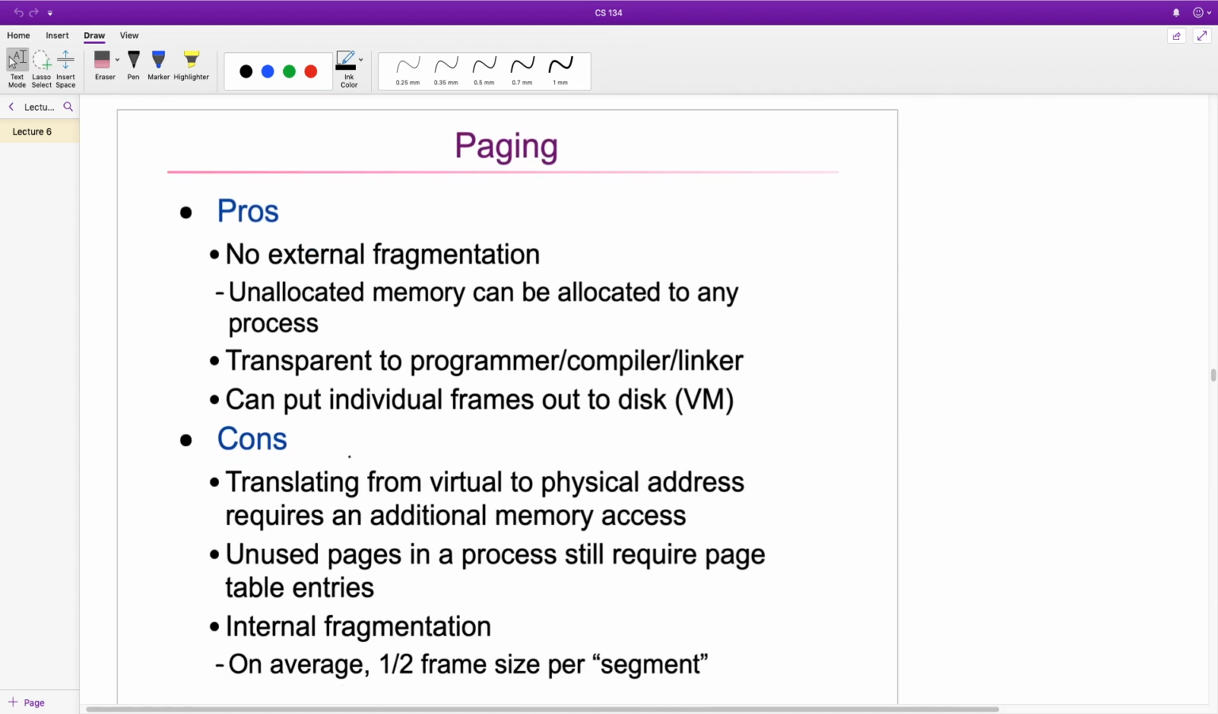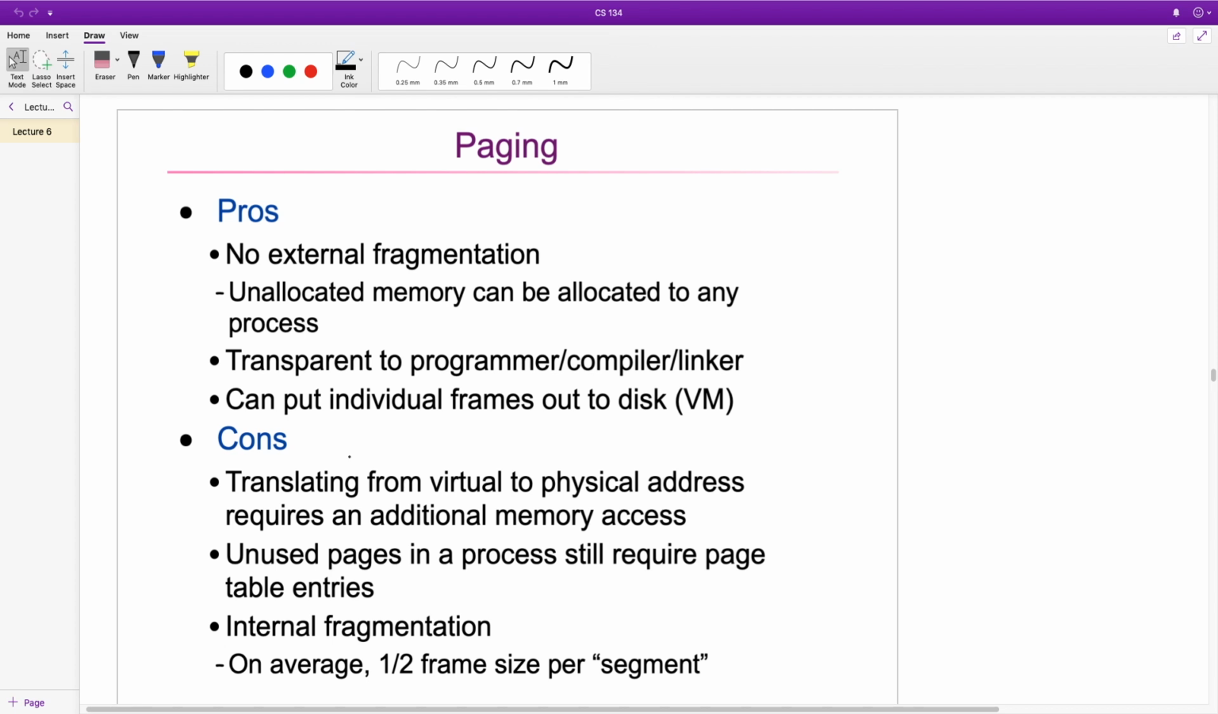We don't get external fragmentation because now all the free memory that we have, we can treat as if it's contiguous, so to speak. There's potential problems in that the page table itself needs to be contiguous. If you're starting up a new process, part of what you do is you need to allocate a page table. That memory for the page table has to be contiguous.